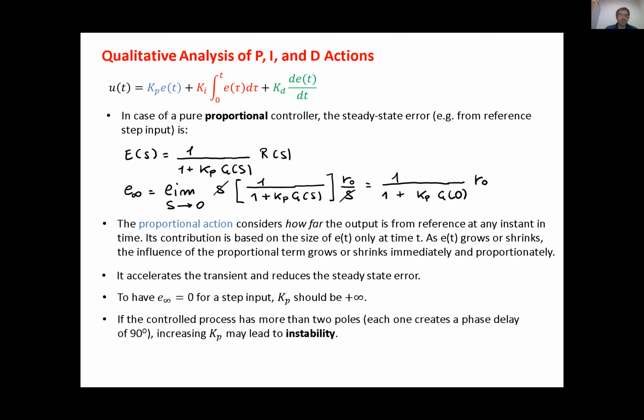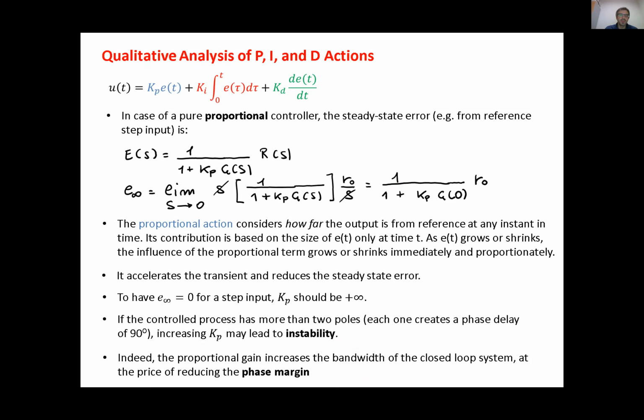And if the controlled process has more than 2 poles, you should remember that each pole creates a phase delay of 90 degrees. So with 2 poles, you can have a maximum phase delay of under 180 degrees, so you are never unstable. But if you have more than 2 poles, you can have a bigger phase delay, go beyond minus 180 degrees, and become unstable, even with a simple proportional controller.